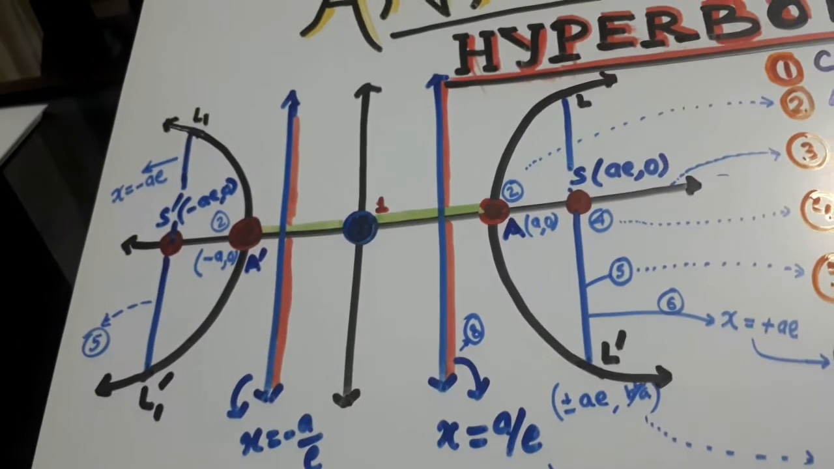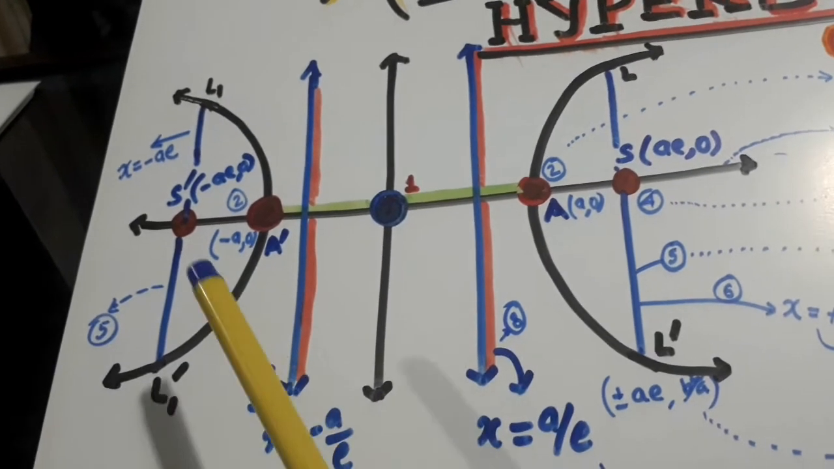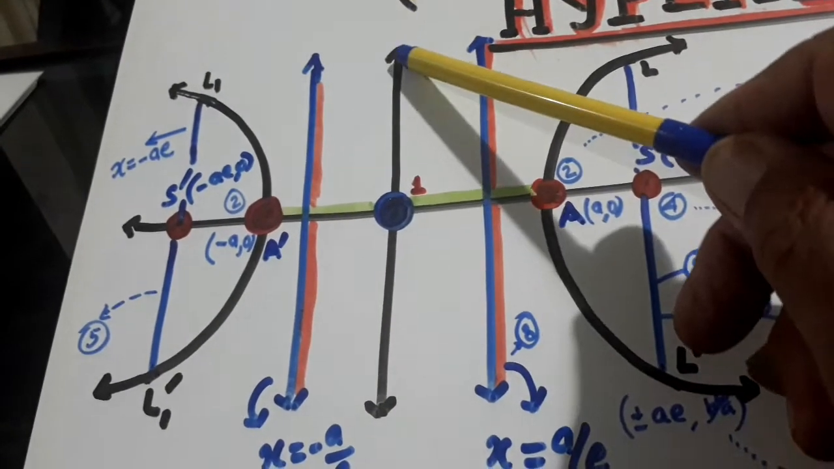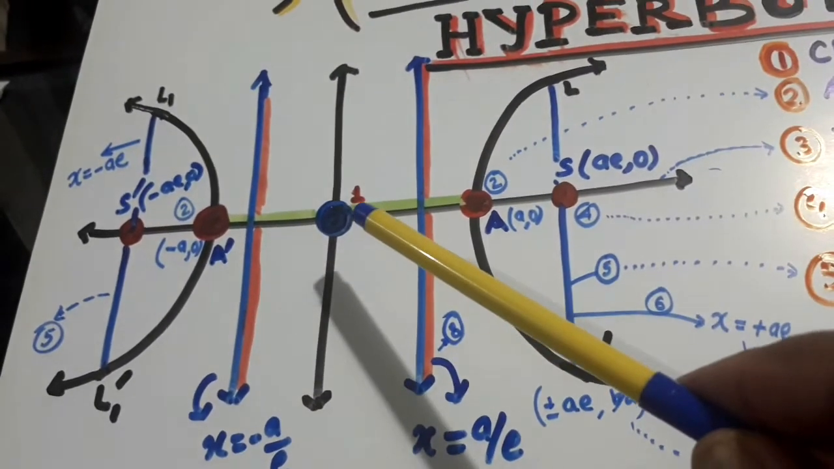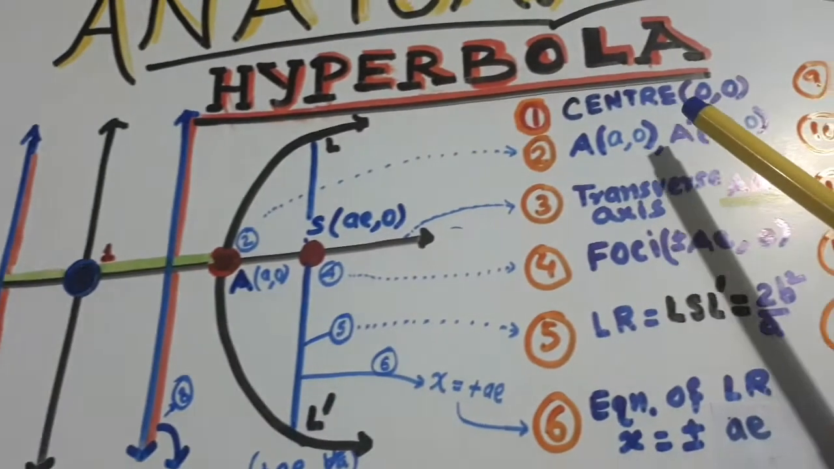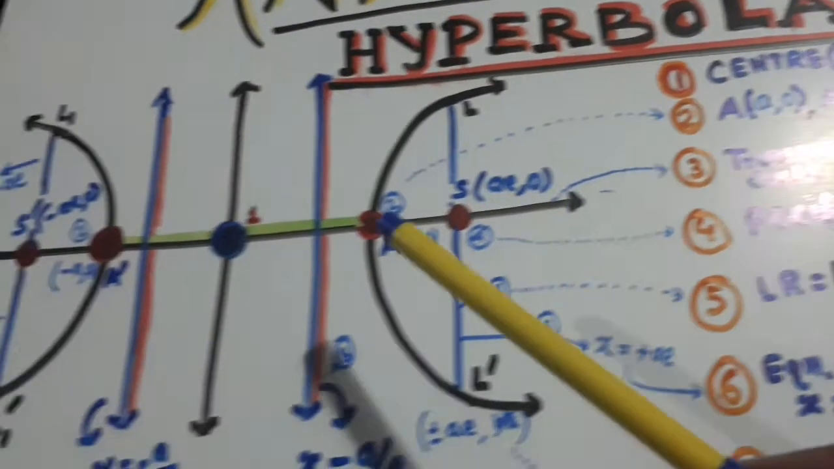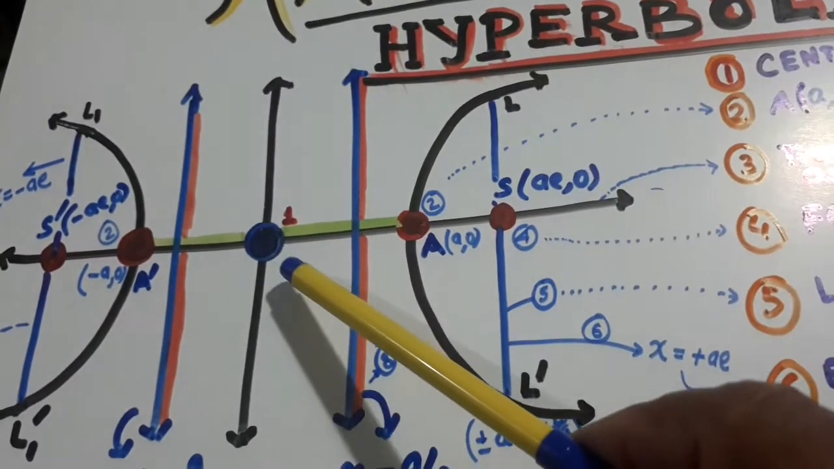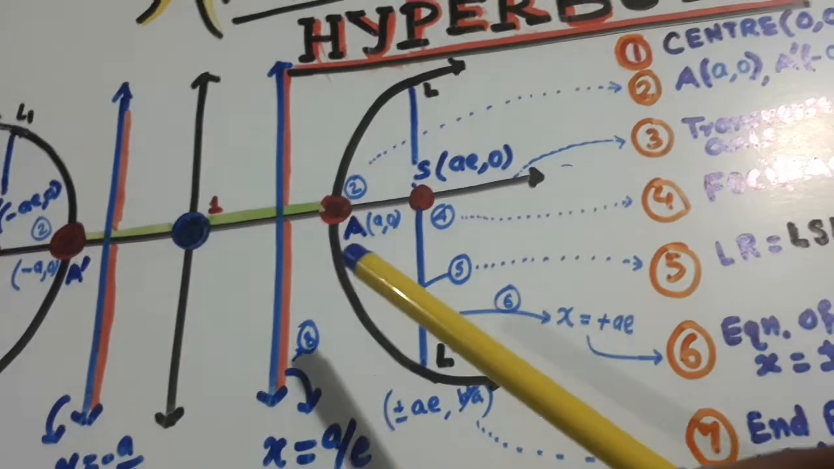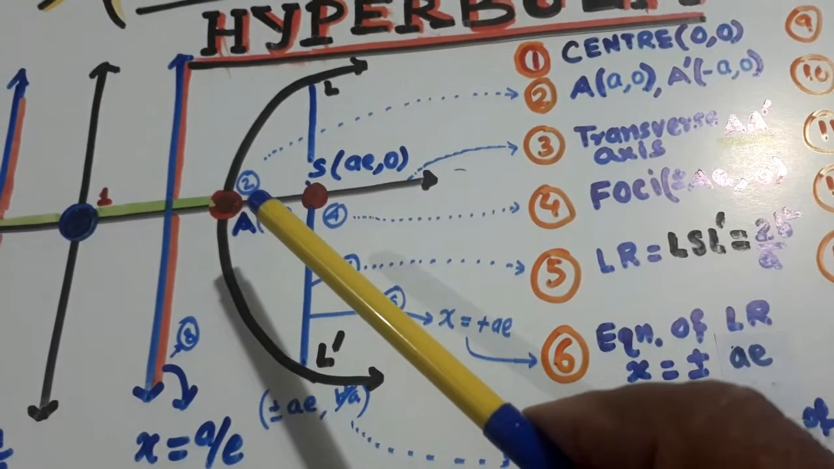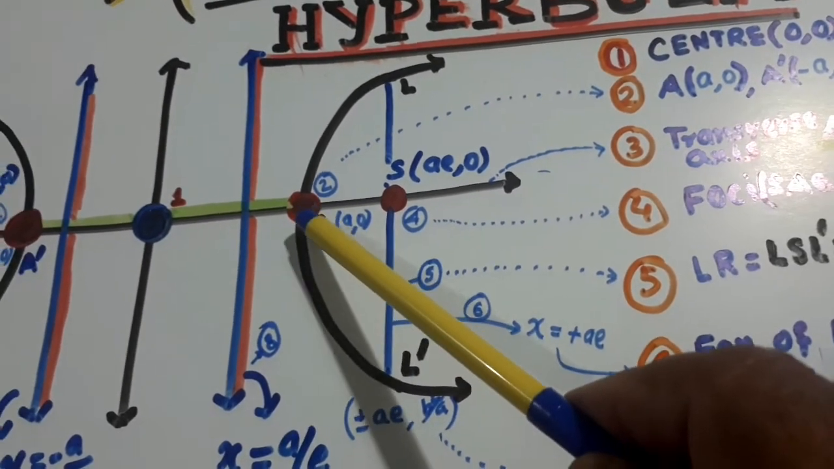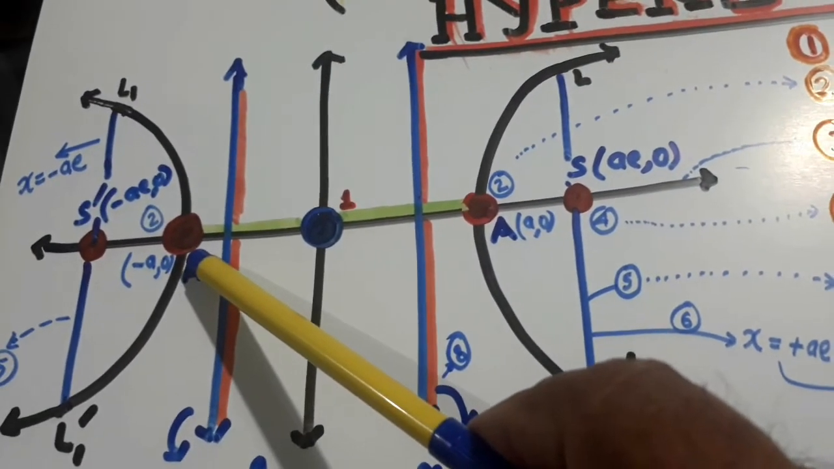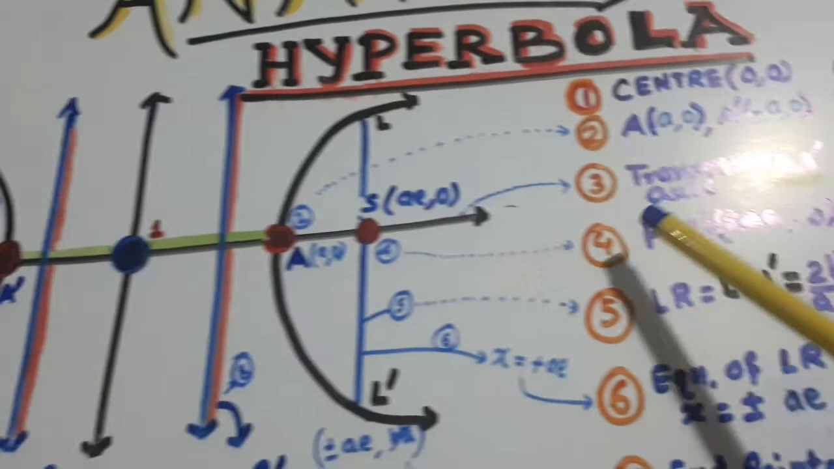Now, look here. This is x-axis. This one is y-axis. This number 1, look here, is called the center, and this is (0, 0). X-axis and y-axis, they are intersecting at origin. Now, let us go to point number 2. This point number 2 is called the vertex. There is another vertex on this side. So there are two vertices.